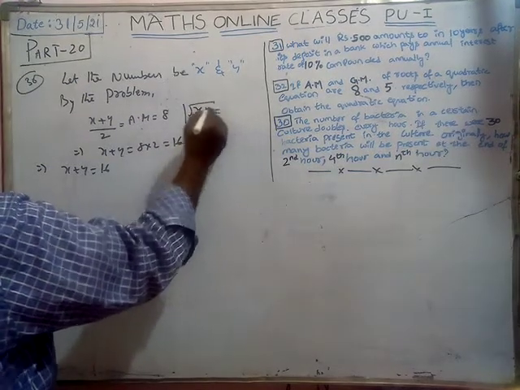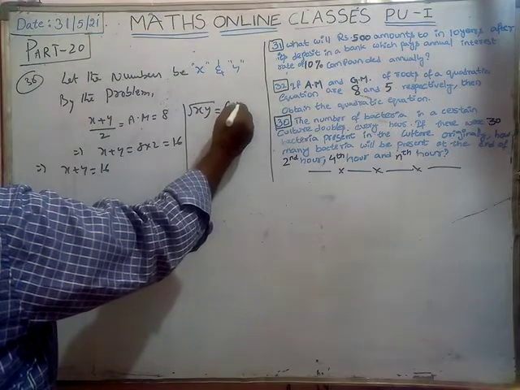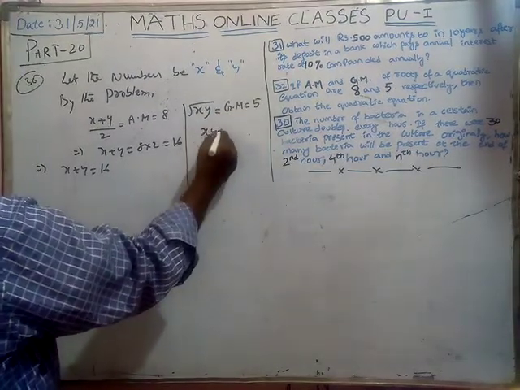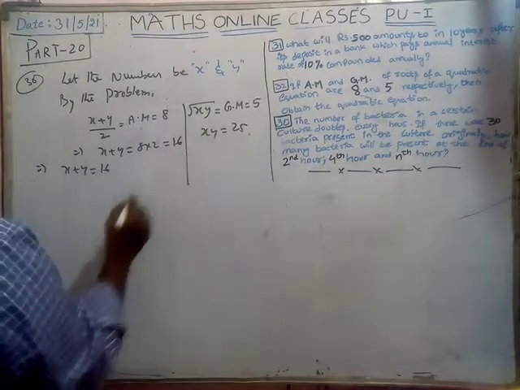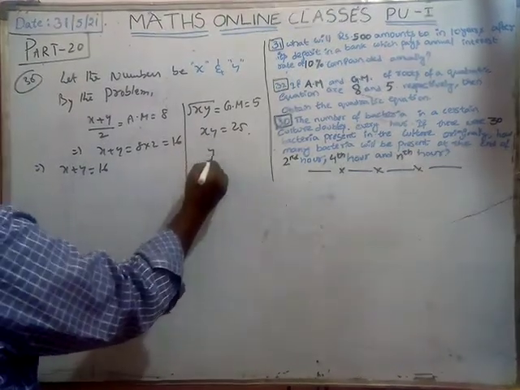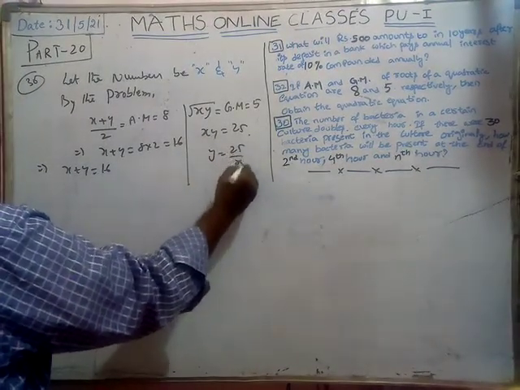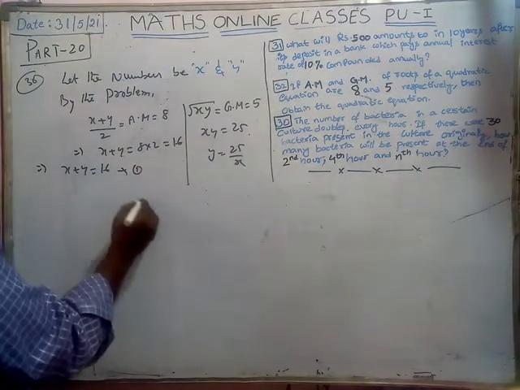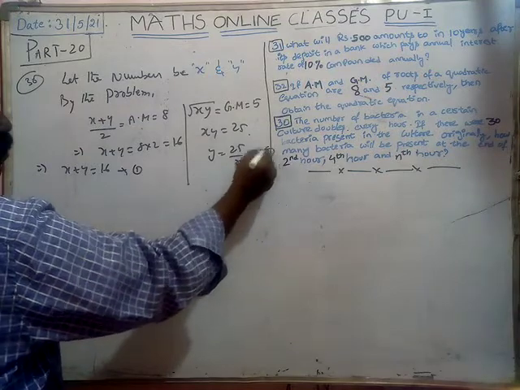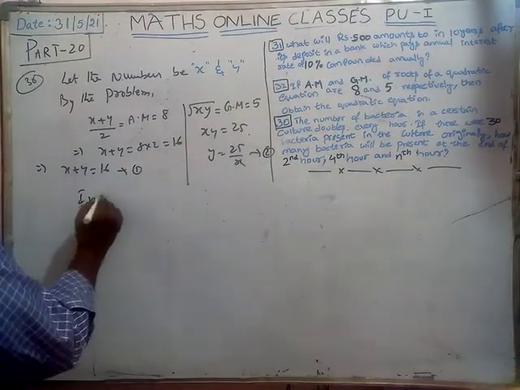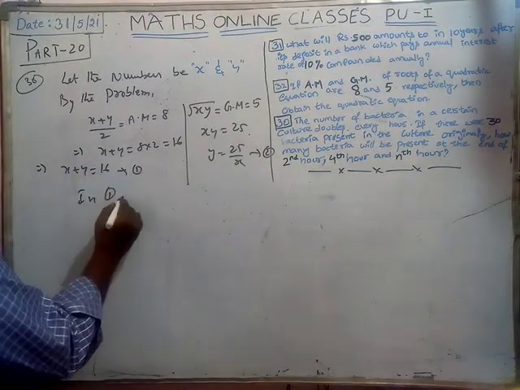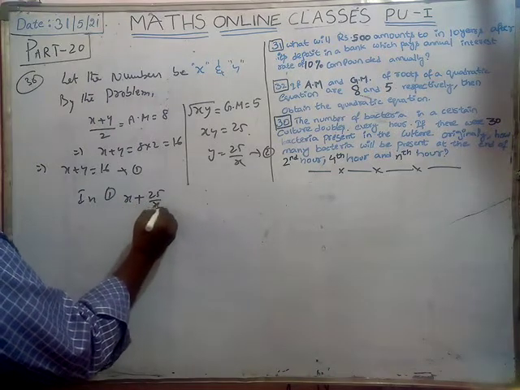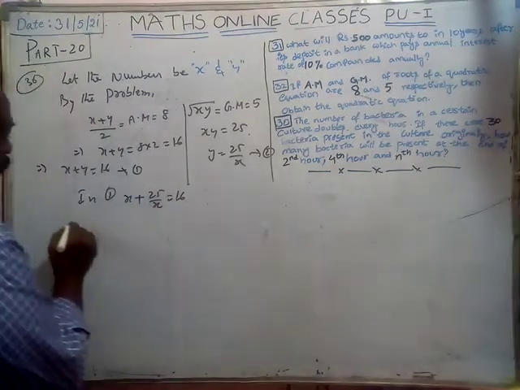Root xy is GM, which is equal to 5. So xy is equal to 25. So y is equal to 25 by x. This is number 2. We substitute in 1. In 1 you substitute the y value. x plus y means x plus 25 by x is equal to 16.